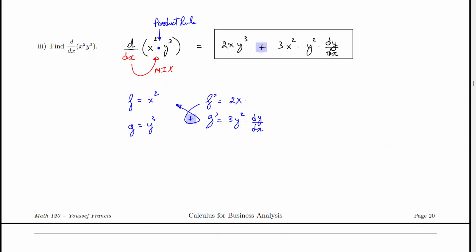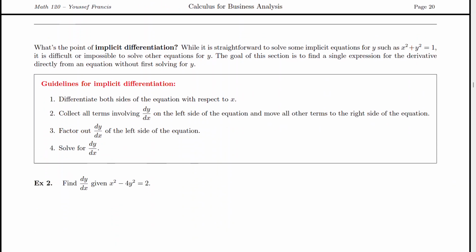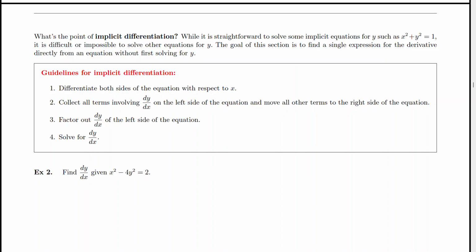Okay, so that's the end of the introduction part of the section. So let's go ahead and take a look at how this process is done when you have an actual equation. If I have an equation like x squared minus 4y squared equal to 2, and I want the derivative of y with respect to x, how can I go about finding it?